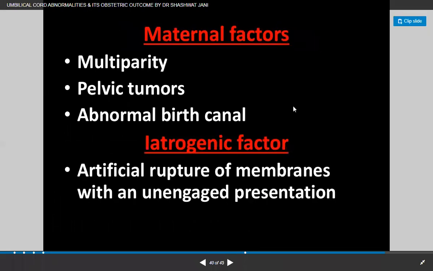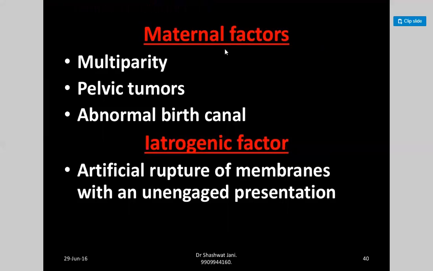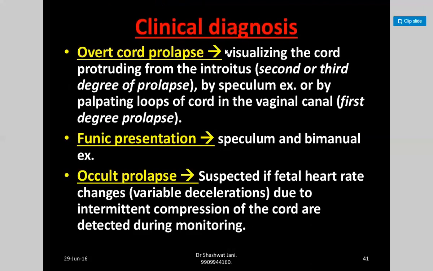So what are the other factors? Maternal factors: multiparity, that is the third or fourth pregnancy, or if there is a pelvic tumor present, or sometimes an abnormal birth canal, that is, the anatomy of the female genital tract, if it is not normal, can lead to this type of condition. And iatrogenic factors: artificial rupture of membranes with an unengaged presentation. If engagement has not taken place and there is still an artificial rupture of membranes, it can lead to this condition.